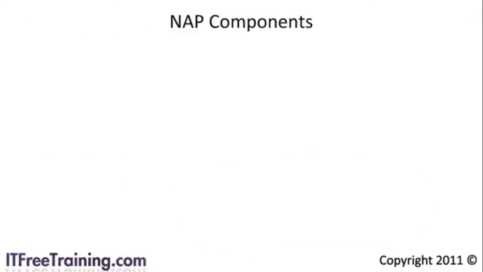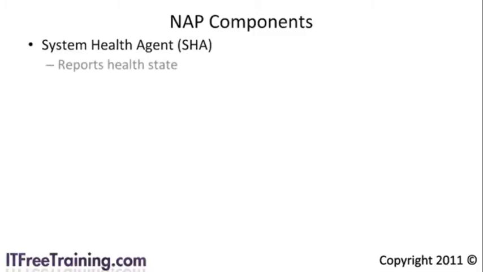There are many different components that make NAP work. On the client, there is a System Health Agent, or SHA. The SHA reports the health of the client to an enforcement point. For example, if you use NAP with DHCP, when the client requests an IP address off the DHCP server, the DHCP will receive a health statement from the client.